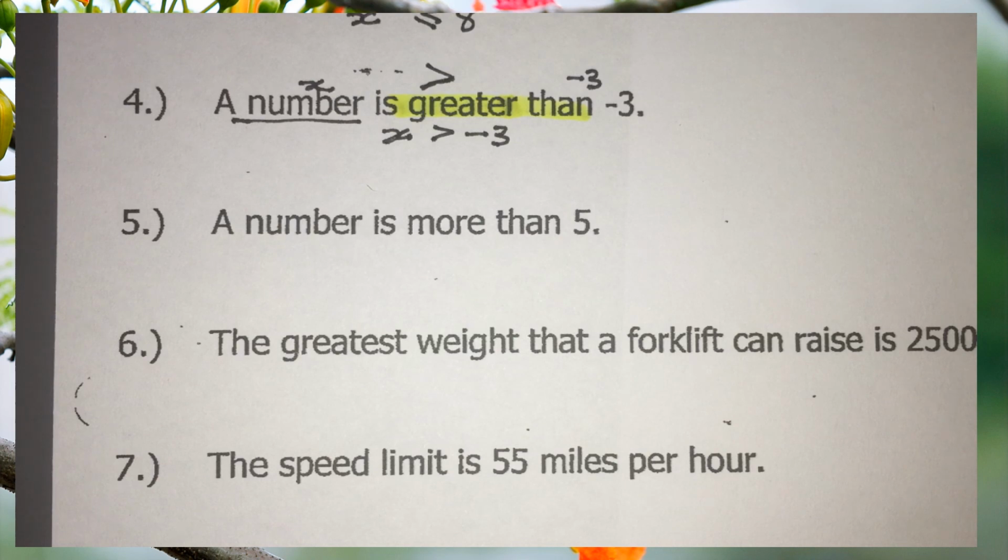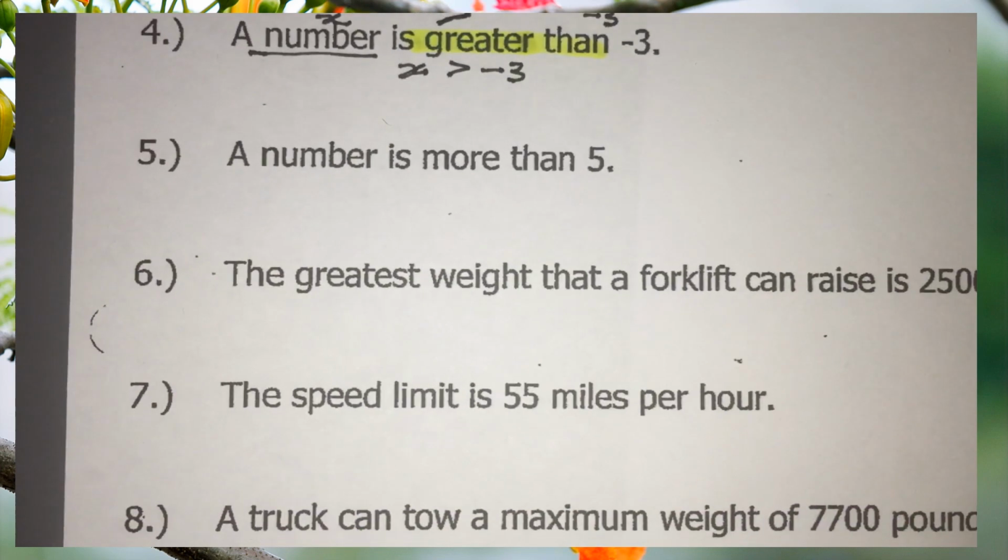And you could think about it. What are some possible values that x could be for number 4? What numbers are bigger than -3? So you could get -2, -1, 5, 10. You know, all those numbers above -3. But notice it cannot be -3 because it must be greater than, right?